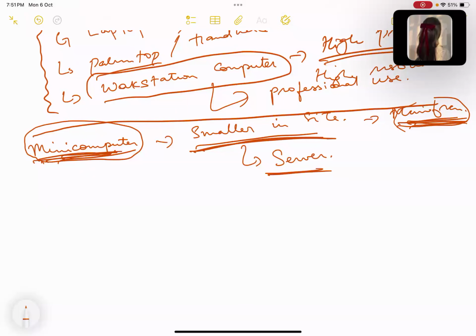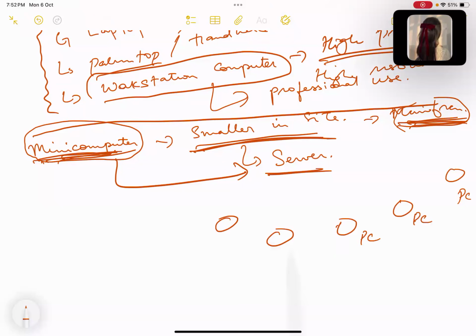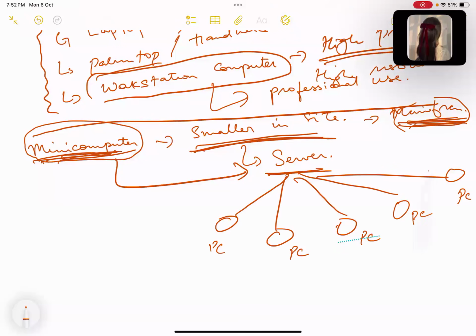Okay, and one of the ways we use a mini computer is to serve as a server, right? So what is the purpose of a server? When connected to the internet or a network, there might be lots of different types of computers, but these will be the PCs, and all of these will be connected in the network. Whenever any of the PCs requests any data or page from the network, the server will deliver that page to the PC, right? So this is the function of a server.